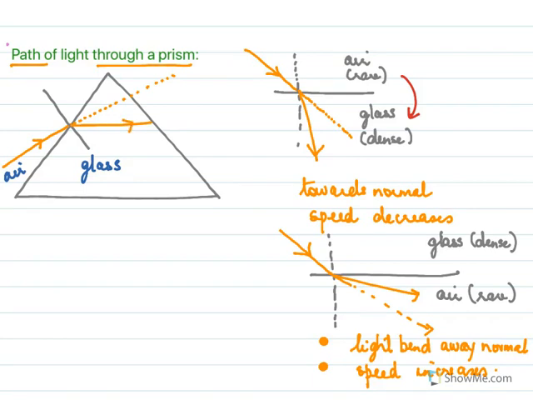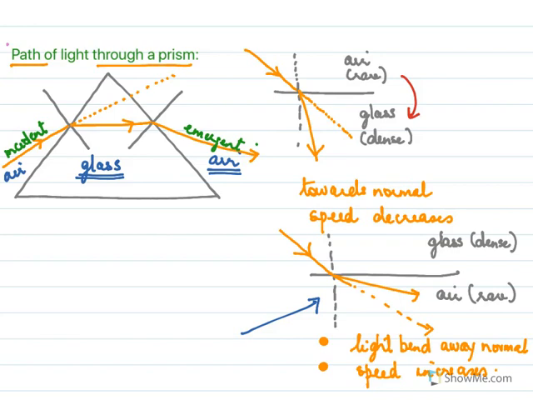Now again at this point it encounters another interface. Now it is entering from glass, a denser medium, to air, which is a rarer medium. And when it enters from glass to air, this is what happens. It will move away from the normal. So it will move now in this direction. So here is the incident ray, and this is the emergent ray.